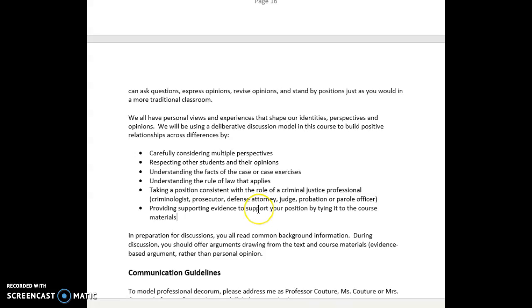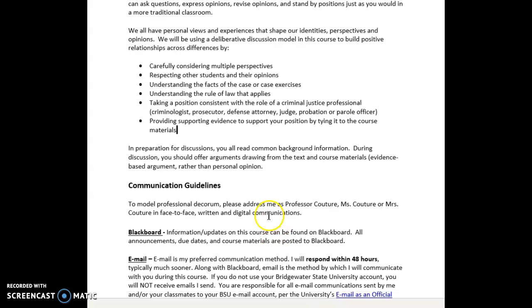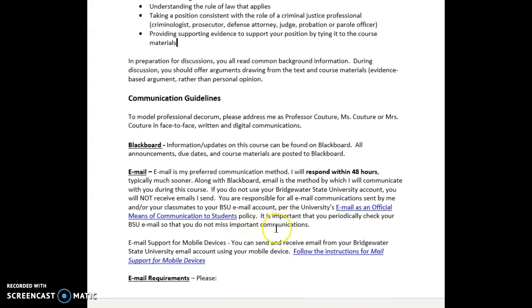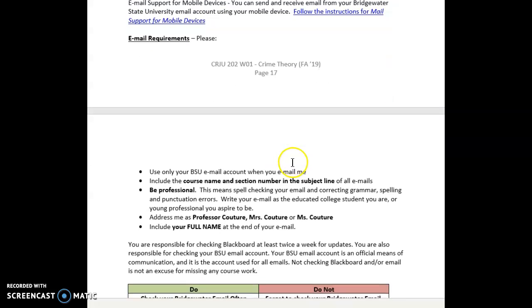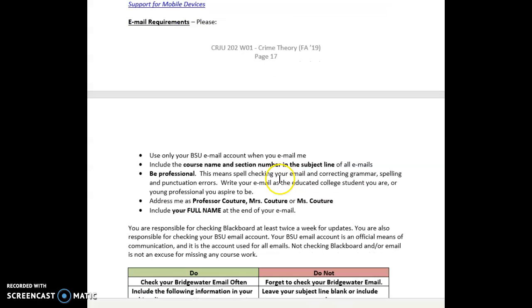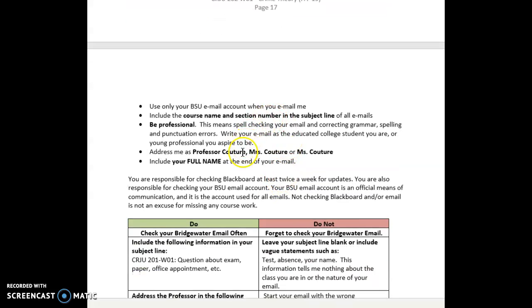Feelings are great, but they are not supporting evidence in a professional sense, and so we'll be working on developing that. Okay, email. Please do email me. I will respond always within 48 hours, typically much sooner. Please be sure that you only use your BSU email account. Include your name and your section number in the subject line.